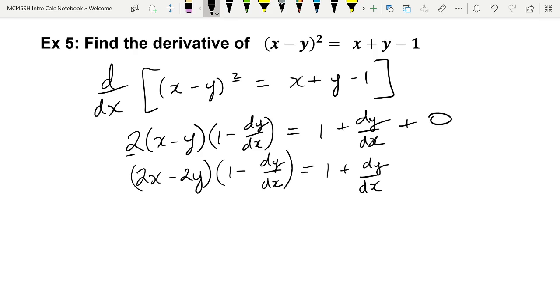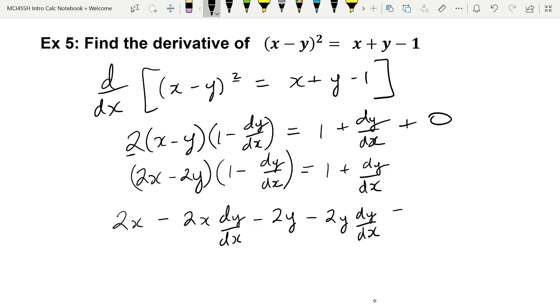So, multiplying that out, I'm foiling here. 2x times 1 is 2x. 2x times dy dx is minus 2x times dy by dx. And then minus 2y times 1 is minus 2y, and minus 2y times negative dy dx is negative 2y dy dx. And all of that equals 1 plus dy by dx.